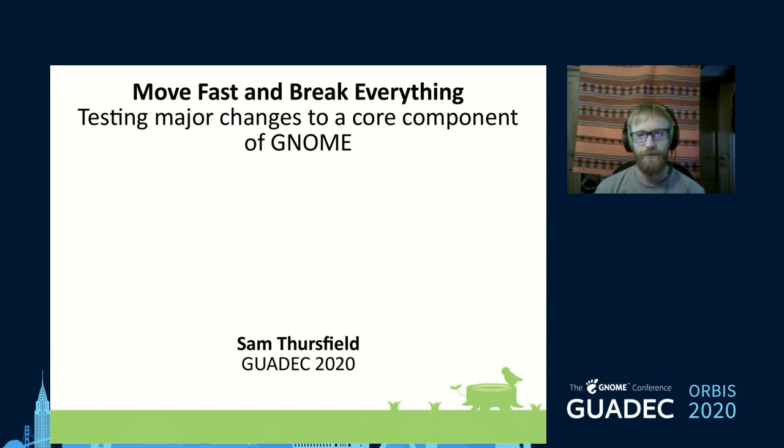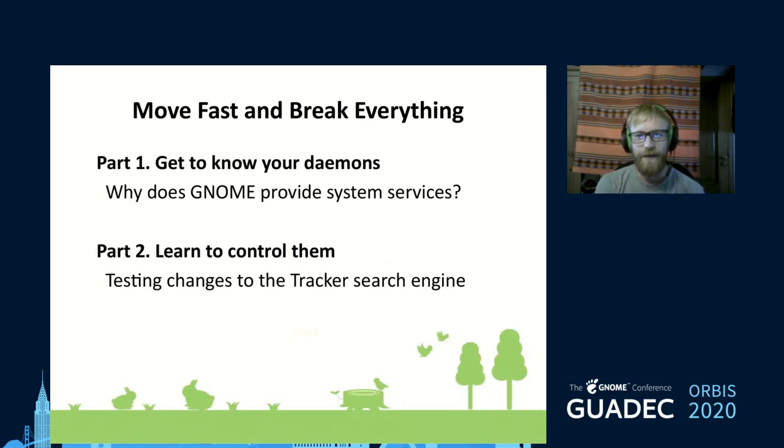It's always important to reduce friction in how we develop the project, and I don't have any ideas, but at least I know the problems, so that's a start. So the talk is going to be in two parts. The first part is about a bit of background on system services, which we also call daemons, for those who aren't familiar. And the second part is things I've learned while I've been working on one specific daemon called Tracker, which is the indexer.